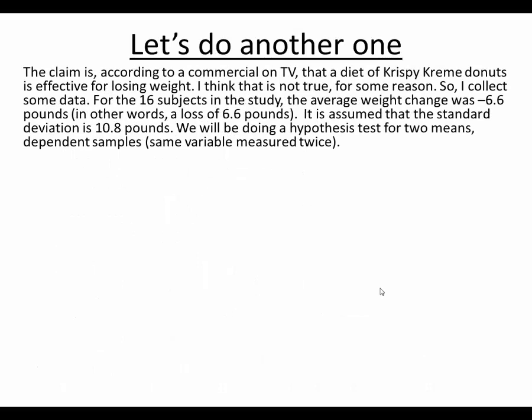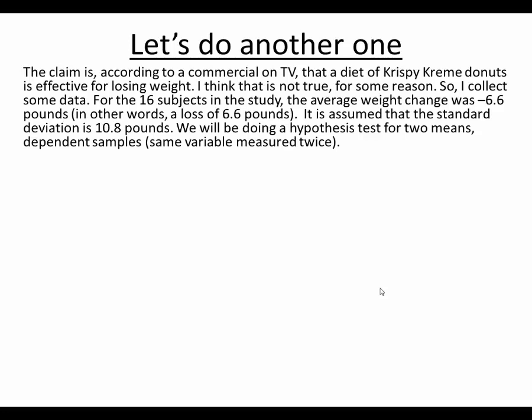So here's another one. You see an ad on TV that says there's a Krispy Kreme donut diet and it's effective for losing weight. We'll collect some data: 16 subjects. Average weight change was 6.6 pounds. Let's assume that the standard deviation is 10.8, and let's do a hypothesis test for two means for dependent samples.